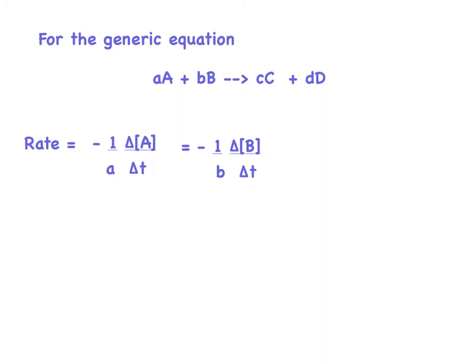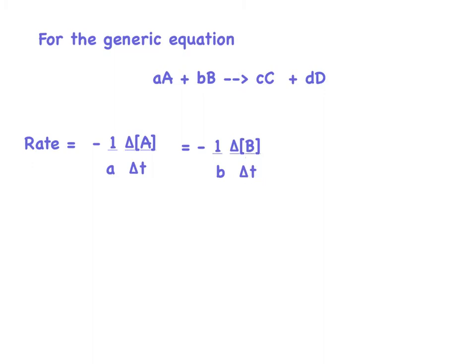So then, for the generic equation, the rate would be given as, starting with our reactants, which are disappearing, we have a -1 over the lowercase a, which is the coefficient in our generic equation, times the change in concentration of our uppercase A over the change in time, which is going to be equivalent to 1 over our coefficient for B times the change in concentration of B divided by the change in time.